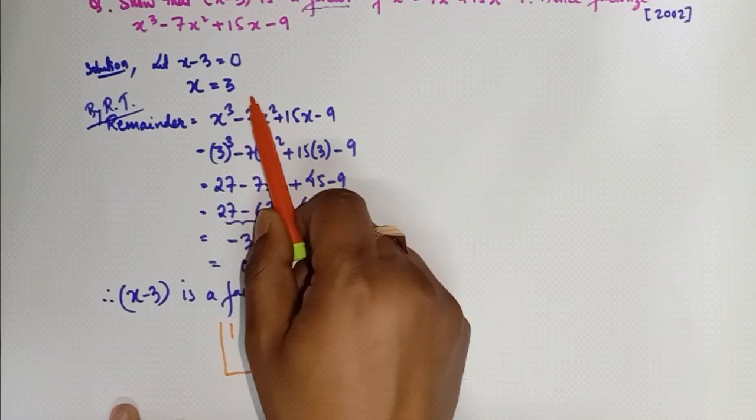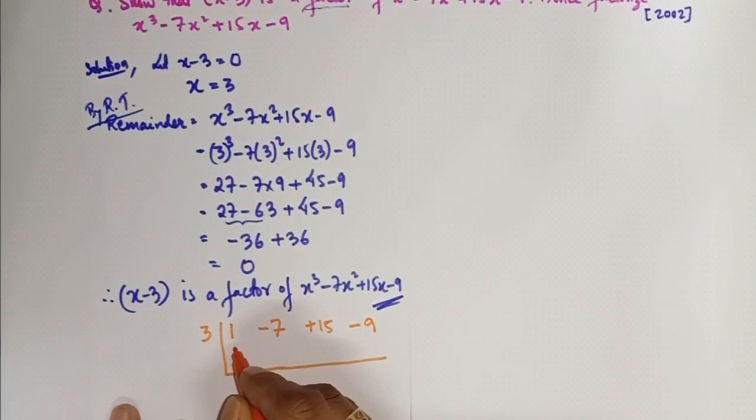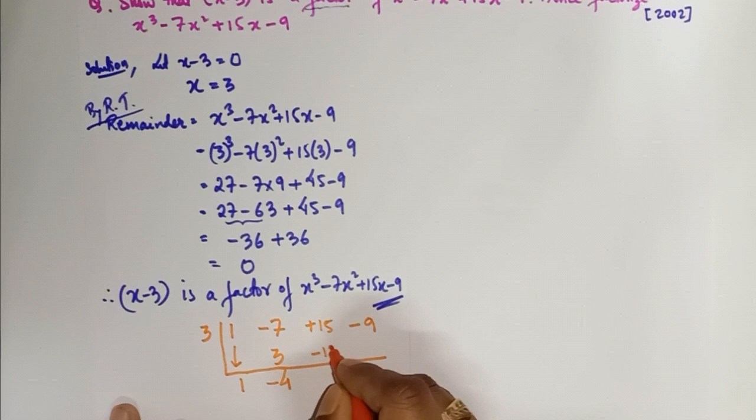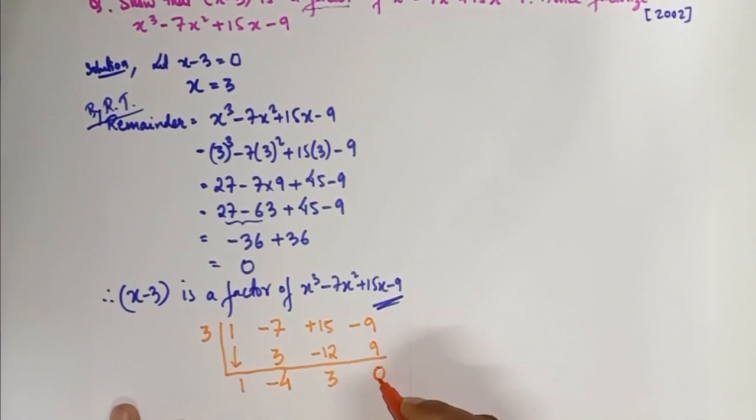Now x equals how much, they had given 3, so 3. This first one you'll write as it is, the 1. 3 ones are 3, you'll do like this. Now you'll add these two: minus 7 plus 3 is minus 4. Into this, 3 fours are minus 12, so minus 12 plus 15 will be a 3. Now 3 threes are 9, so this will come 0. Always remember that this last one will come 0. This is the easiest, very easy way.